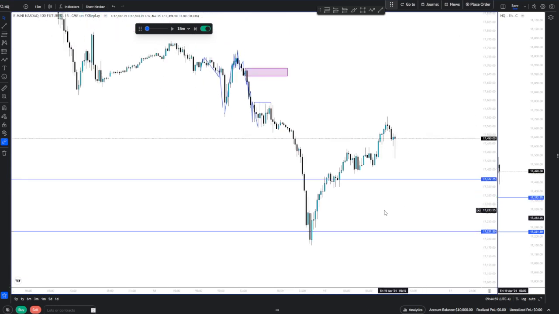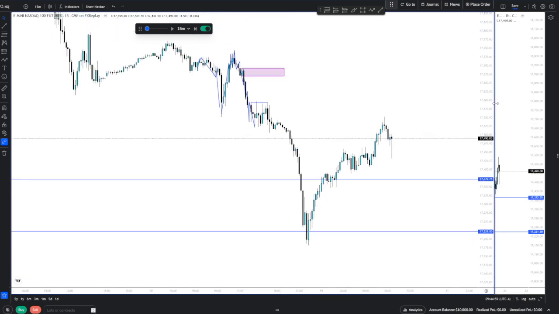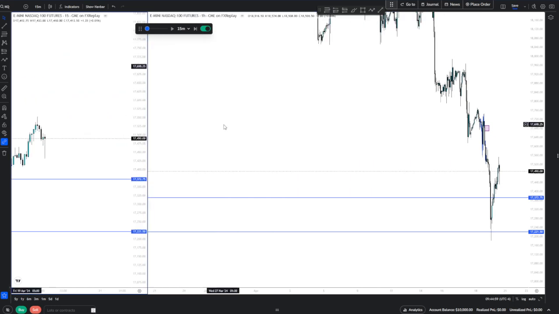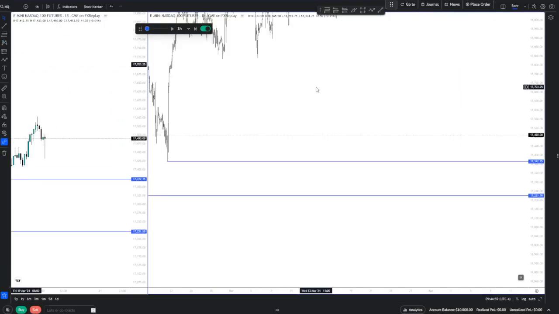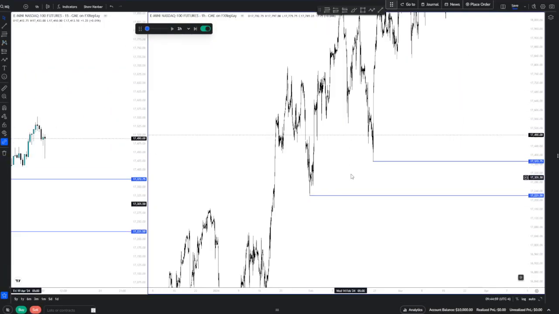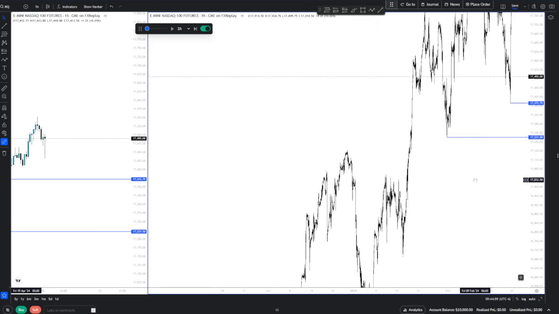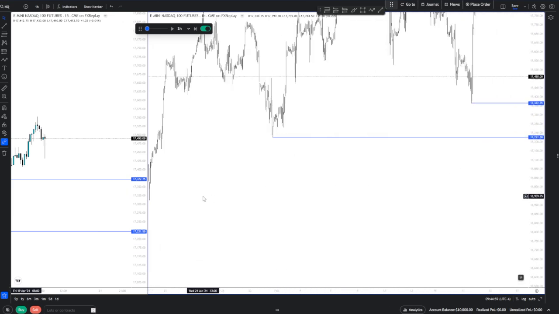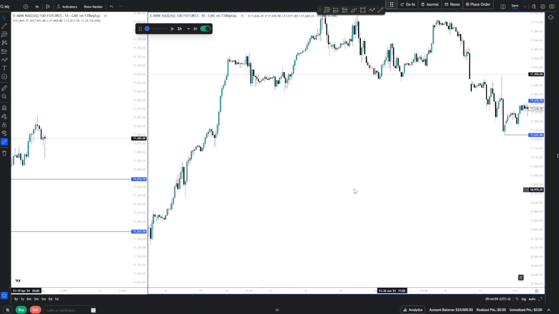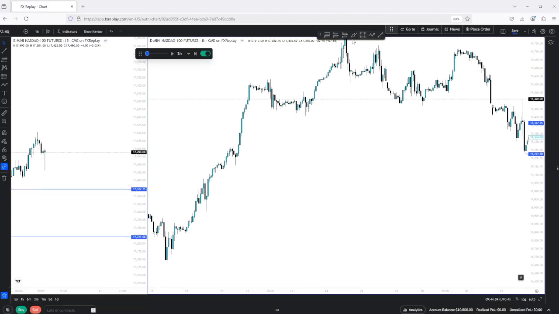Well, you see where we bounce from. Our hourly levels that we had marked out here got a sweep of both of those, and we came down to, let's see. This was already mitigated though, so we just tapped. This would have been an untapped hourly here.